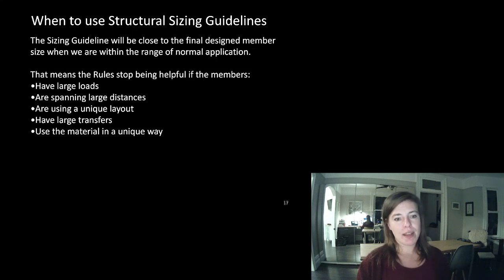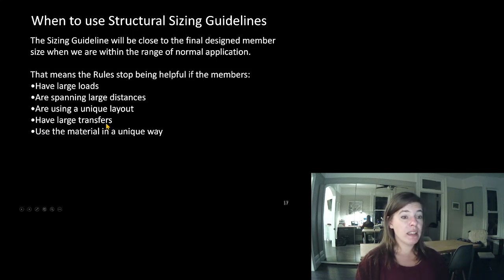Those things are outside the range of normal. If we're spanning really large distances, these sizing guidelines are meant for conventional construction of buildings. So we're not talking about 20-meter spans. If you have a 20-meter span, you can use your sizing guideline, but then you should know, maybe I should bump this up a little bit. If you're using a unique layout, maybe things are skewed on an angle, all of a sudden, these sizing guidelines might not be the best solution.